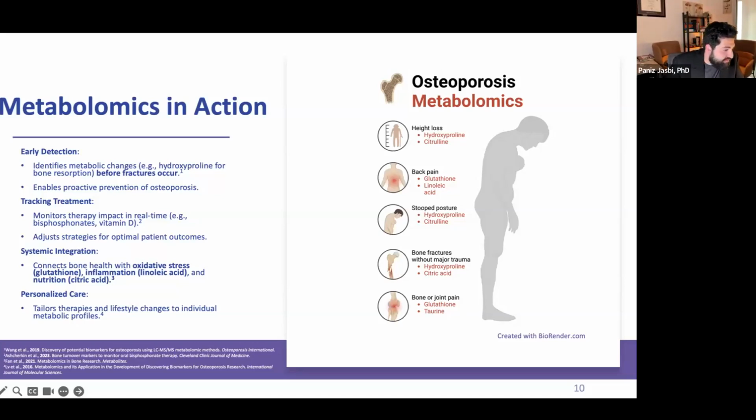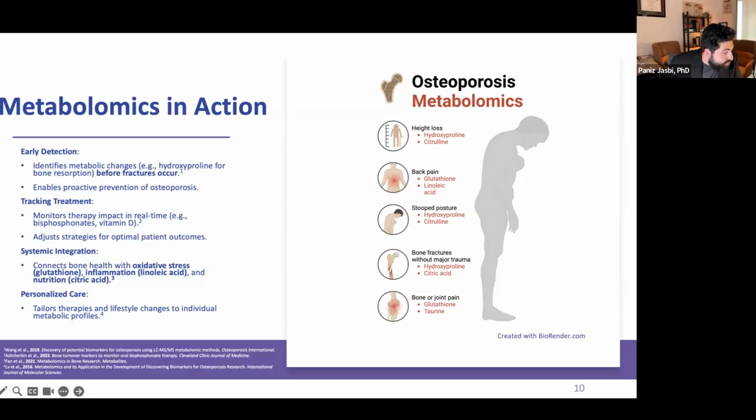You can help evaluate the effectiveness of treatments like bisphosphonates, vitamin D, and calcium supplements, and it also provides feedback to adjust the therapeutic strategies for optimal outcomes via digital twinning. And again, we can integrate systemic factors, so the score can be interpreted in the context of other domains, linking bone health with influences like oxidative stress from an inflammatory domain, and nutritional status, looking at citric acid for mineralization. This offers a holistic view of the patient's metabolic health.